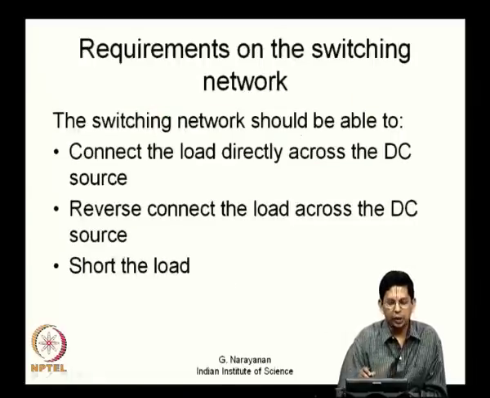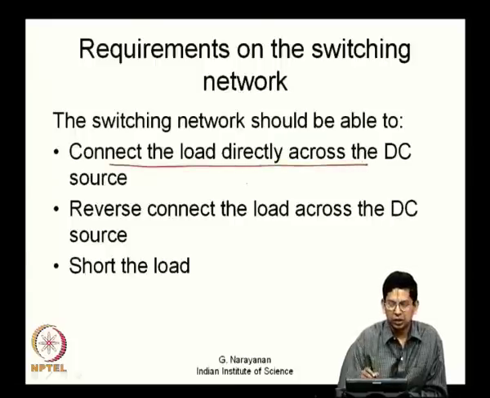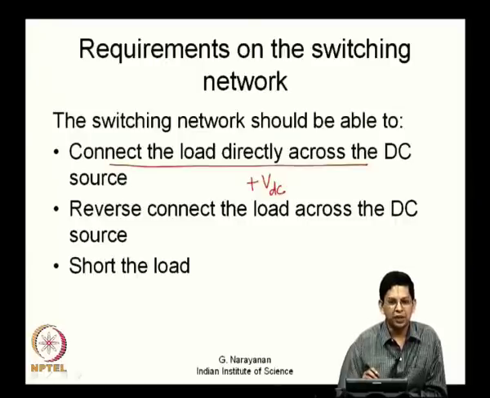So, the switching network should be capable of connecting the load directly across the DC source, that is, you are producing an output equal to plus V. If you call VDC the DC input voltage, it should be capable of applying plus VDC between the two output terminals.